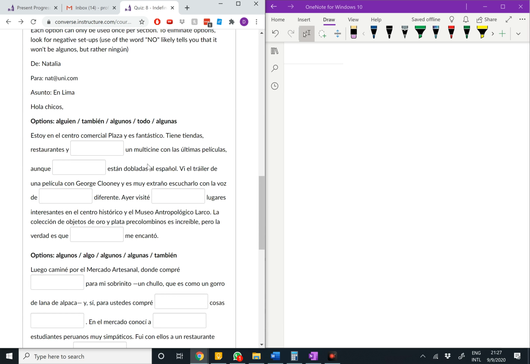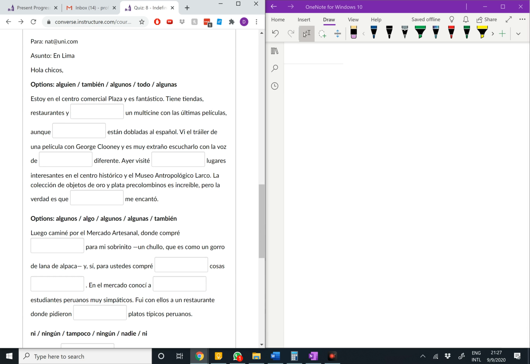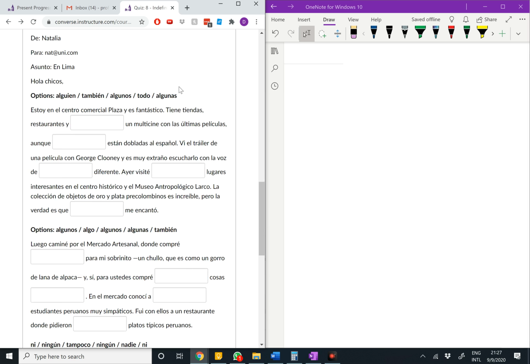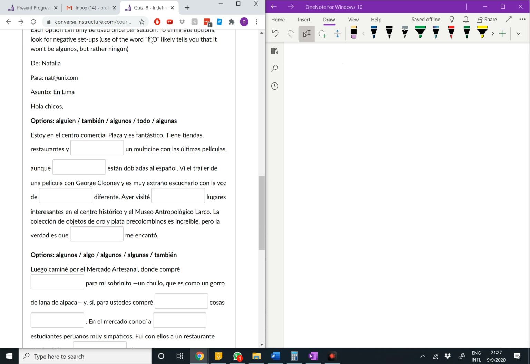8-16. Here you have a few options. Estoy en el centro comercial plaza y es fantástico. Tiene tiendas, restaurantes y... Each option can only be used once per section. If it has no, it tells you it won't be one of the positive ones, but instead one of the negative ones. So I'm at the mall. It has stores, restaurants, and what would fit here? También, also, right? So that helps us. So we get rid of one option.